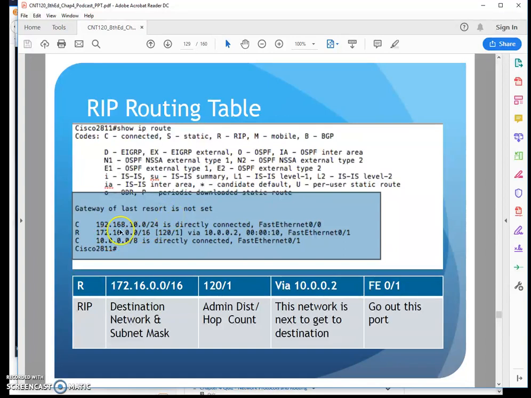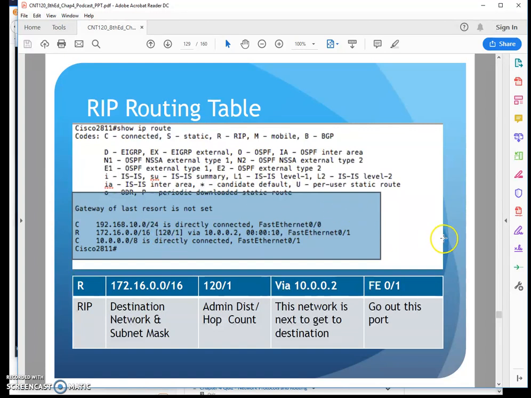It now learned about, through RIP, the 172.16 network, and it says, okay, I'm going to get to that network by going out this Fast Ethernet 0/1 port. I'm going to go to this IP, which is the IP of the next router, if you will. It's going to be one router away. That's what the 1 here is. And I should be able to get to this 172.16 network. That's how I'll get there. And if you look a little closer, you'll see the 120. There's that administrative distance for RIP.